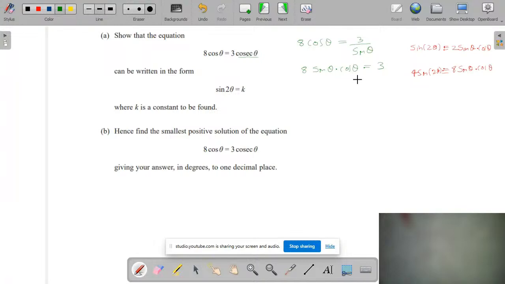Now I go back to my equation. This becomes 4 sin 2 theta equals 3. Finally, dividing by 4, we get sin 2 theta equals 3 over 4. So according to this, k is equal to 3 upon 4.